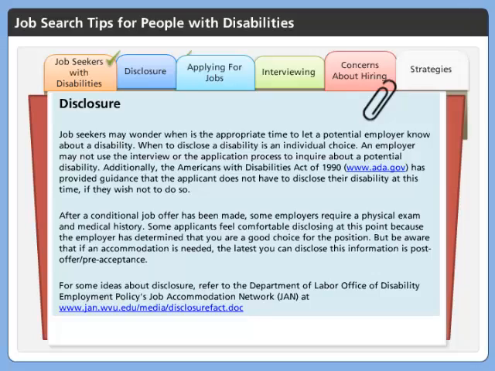After a conditional job offer has been made, some employers require a physical examination and medical history. Some applicants feel comfortable disclosing at this point because the employer has determined that you are a good choice for the position. But be aware that if an accommodation is needed, the latest you can disclose this information is post-offer, pre-acceptance. For some ideas about disclosure, refer to the Department of Labor Office of Disability Employment Policy's Job Accommodation Network.